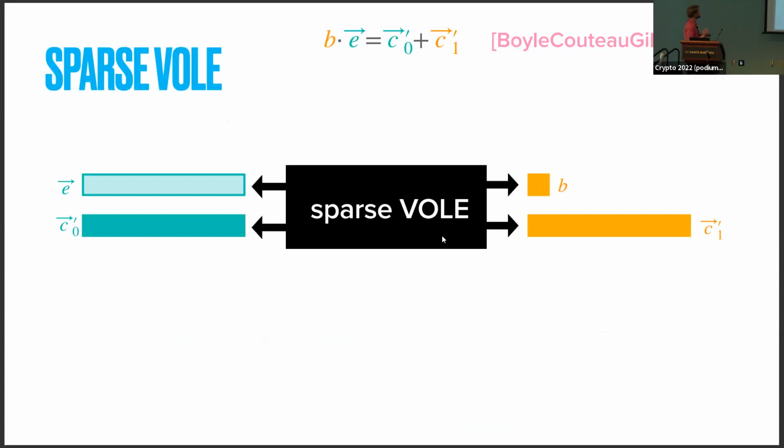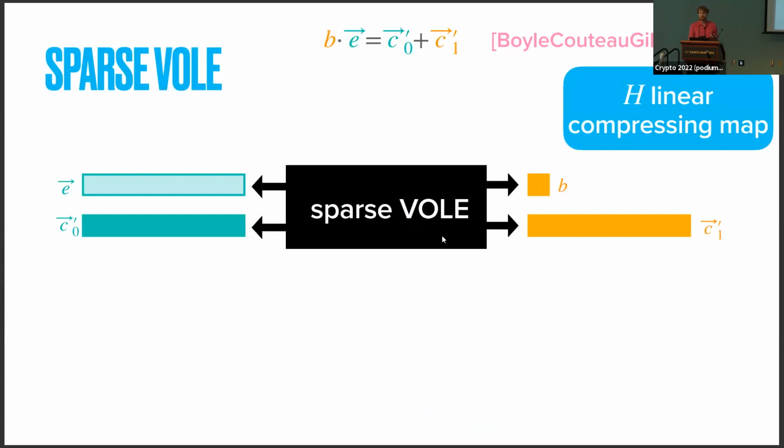I'll introduce some new names here, which hopefully will be clear in a second. Basically, we can share random vectors that satisfy the correlation b times e equals c0' plus c1', with the additional caveat that this vector e is sparse. So how could we hope to convert this into a genuine vector OLE instance?